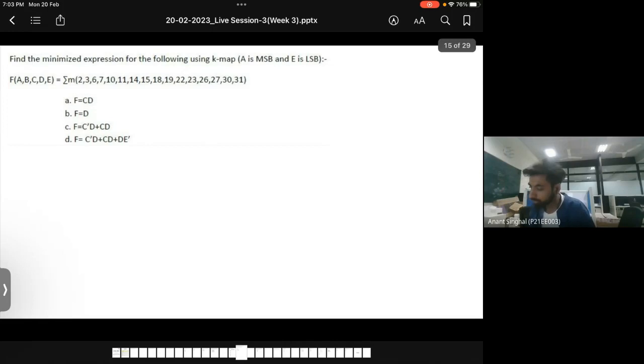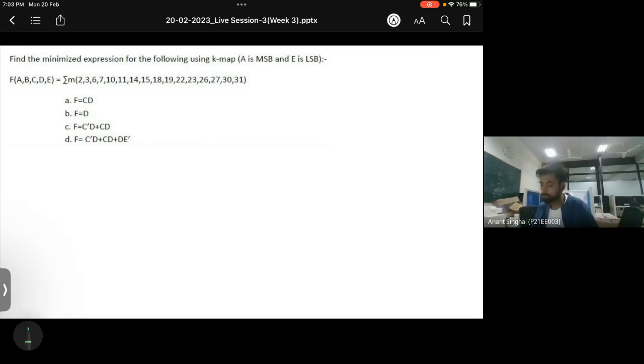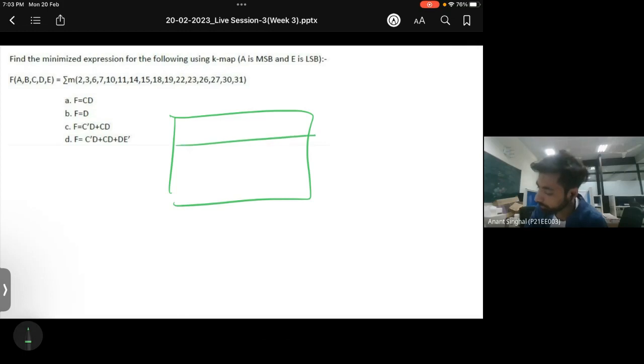So again, it is a basic K-map question of five variables, and this time it is a min-term question. So you can solve it. I'll give you 5 minutes. Then I'll solve it. Till then, I can make the diagram.